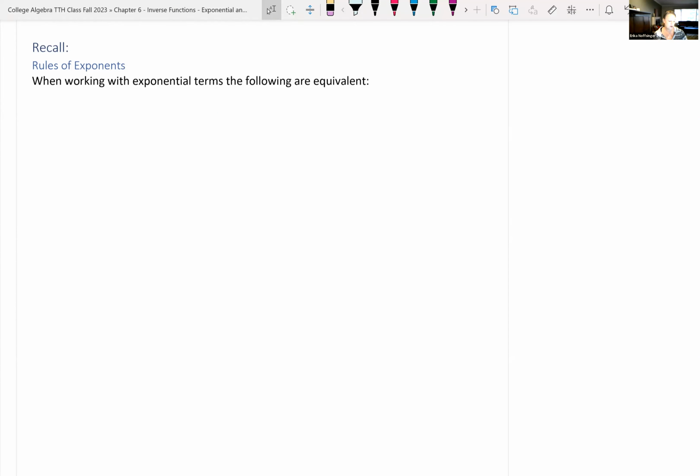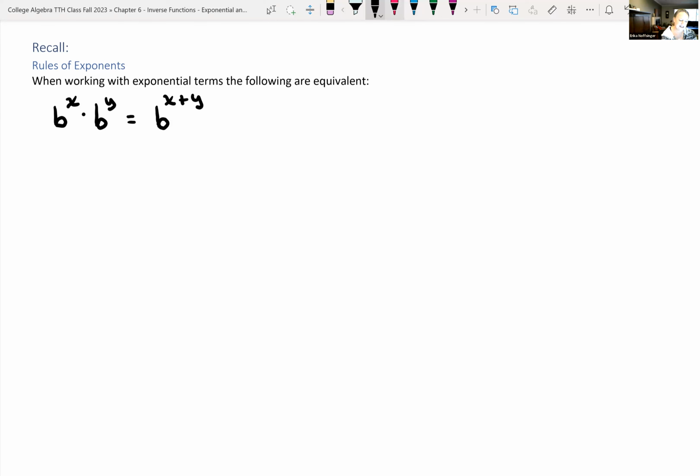Okay, so let's recall some rules of exponents. When we're working with exponential terms, the following are equivalent. If we have the same base, so let's say we had b raised to the x power times b raised to the y power. If it's the same base, then you're adding your exponents. So this is the same thing as b raised to the x plus y power.